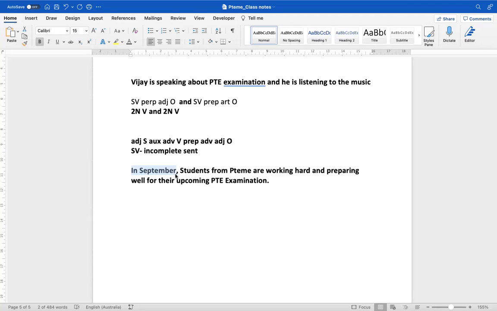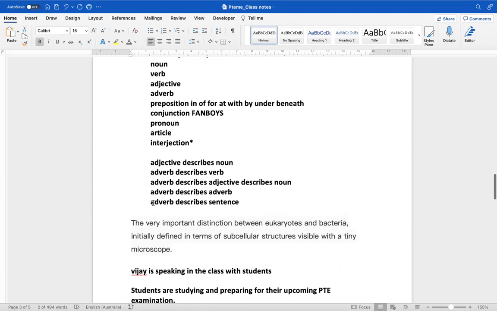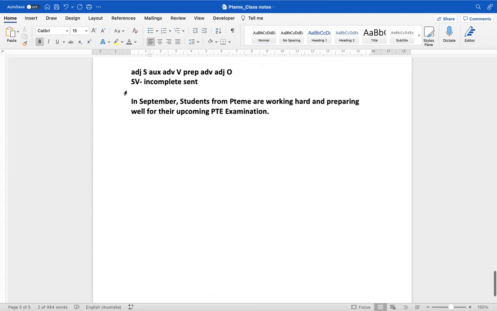They said, in September, and comma. Whenever you see something like this in FIBs or in sentences, in September, in June, in the year 1990, by the end of the world, or any phrases like these, these are called adverbs. We already discussed the rule of adverb. So what is the rule of adverb? Adverb describes a sentence. So this phrase is describing the sentence.